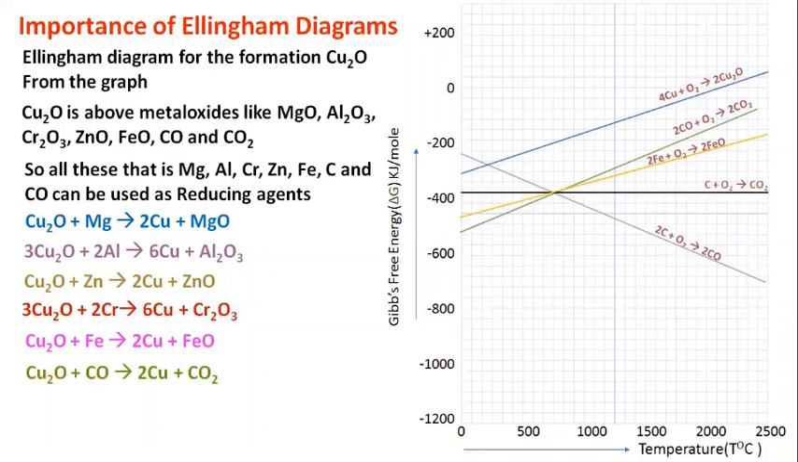So cuprous oxide can also be reduced by using carbon monoxide to produce carbon dioxide and copper. But the most economical way of forming copper is when cuprous oxide is reacting with coke. You can see that copper is produced.